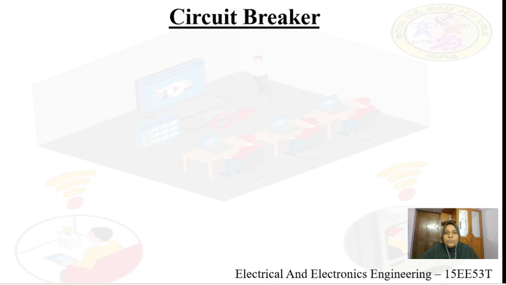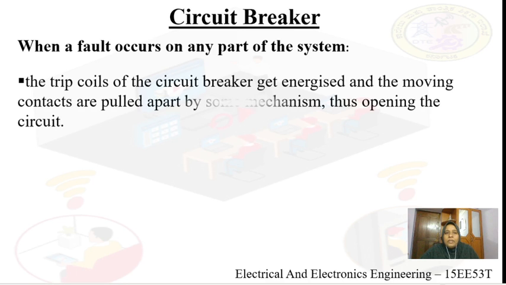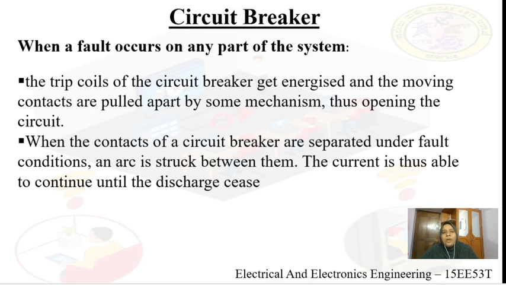Now let us try to see what will happen to them when the fault occurs. So when a fault occurs on any part of the system, what will happen? The trip coil of the circuit breaker gets energized and the moving contacts are pulled apart by some mechanism, thus opening the circuit. We'll try to understand this. So as soon as the fault occurs, the current will rise to a very high value, right? So there is a faulty condition in the circuit. Now when this condition happens, a trip coil is energized.